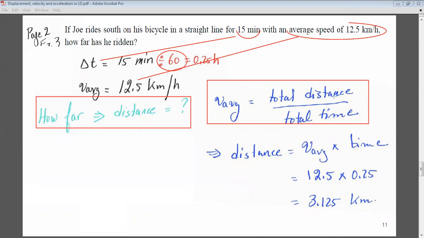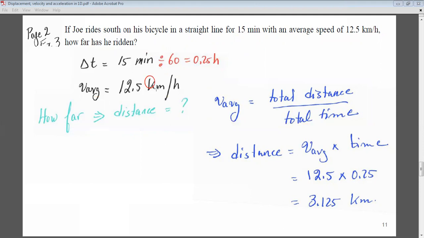So V average equal total distance over total time implies distance equal V average times time. V average is 12.5 times 0.25. This gives me 3.125 kilometer. Why is it kilometer? Because this is the unit of the average given. If it was meter, I would have used meter. Okay, so this is about velocity.